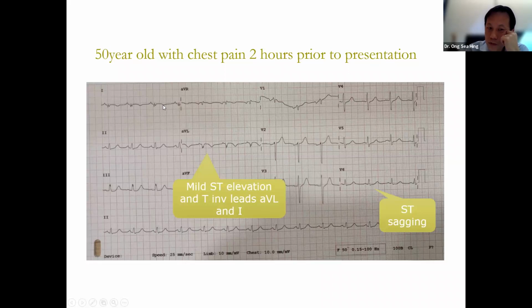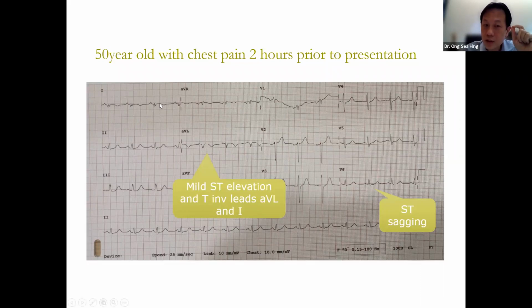So the T inversions in lead 1 and AVL are suggestive of a high lateral infarction. A high lateral infarction is usually due to an obstructed diagonal artery. A diagonal artery is a branch from the left anterior descending artery. When you have a diagonal artery infarction, although it's a branch, never take it too lightly, because it may mean that the patient had a transient occlusion of the left anterior descending, which is a very important artery.